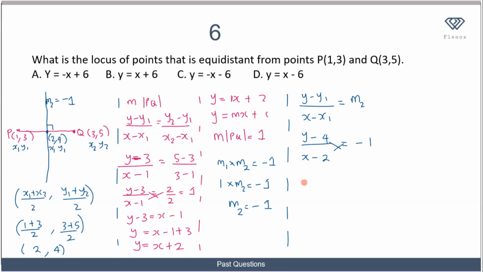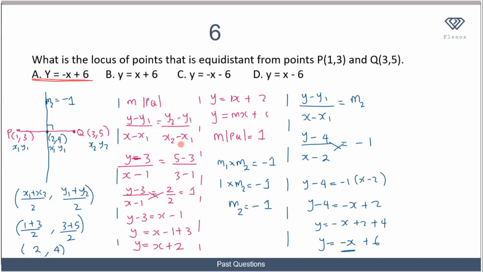So when I cross multiply, I have y minus 4 is equal to minus 1 times bracket x minus 2, and that becomes y minus 4 is equal to minus x plus 2. So y is equal to minus x plus 2, then when I bring this over, it becomes plus 4. So y is equal to minus x plus 6. So the equation of this perpendicular line is given as y is equal to minus x plus 6, and that makes the correct option to this question option A. So y is equal to minus x plus 6.